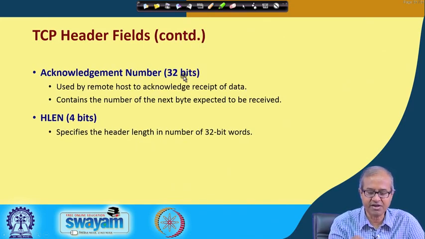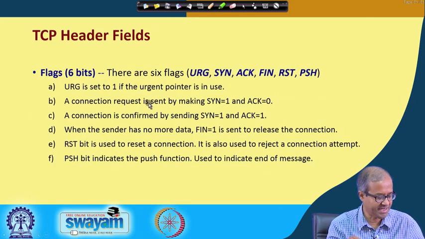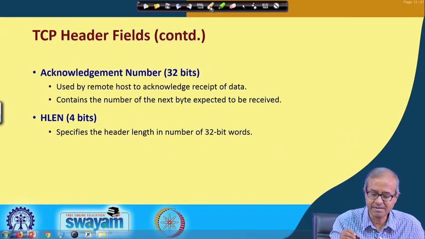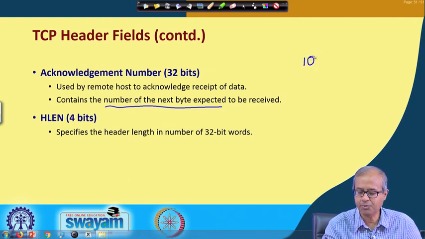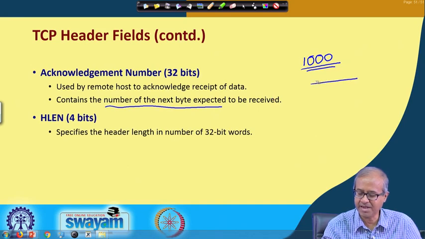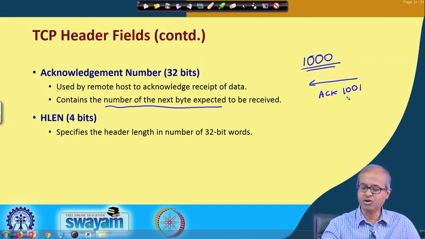Similarly, from the other side, acknowledgement number is coming. The remote host will acknowledge receipt of the data. It will contain the number of the next byte expected. Like, suppose the receiver has correctly received up to byte number 1000. So, it will be sending back an acknowledgement packet with the acknowledgement number field as 1001.